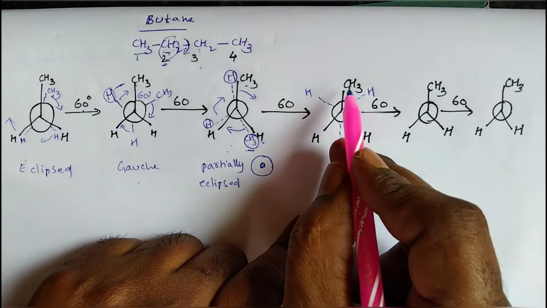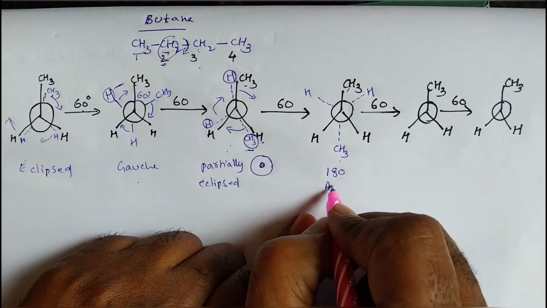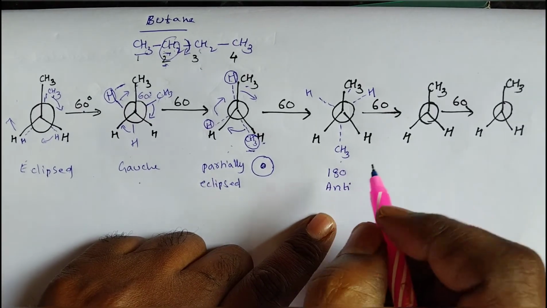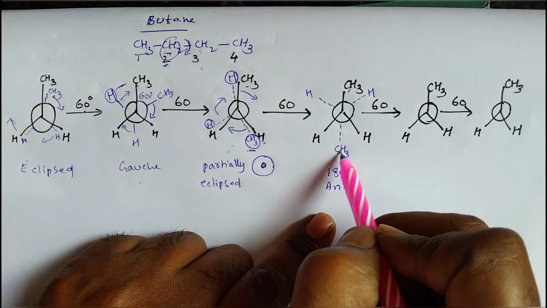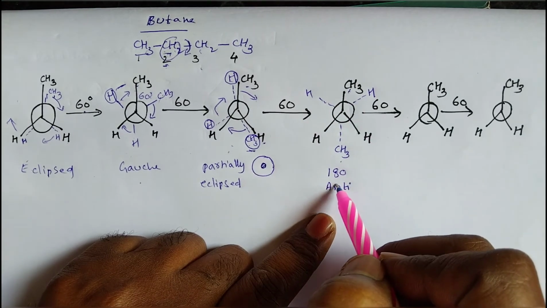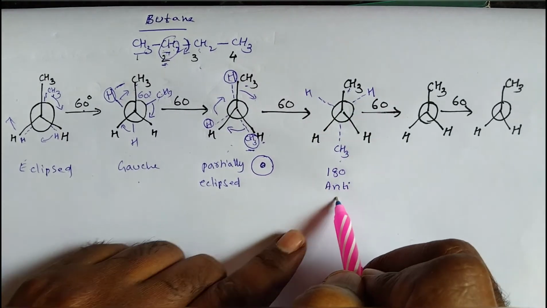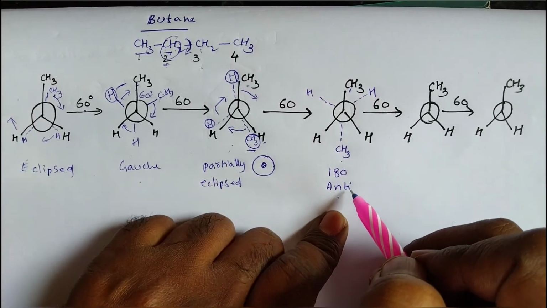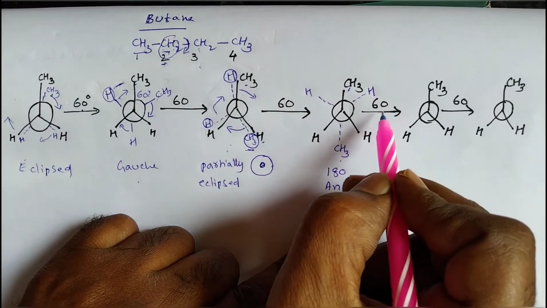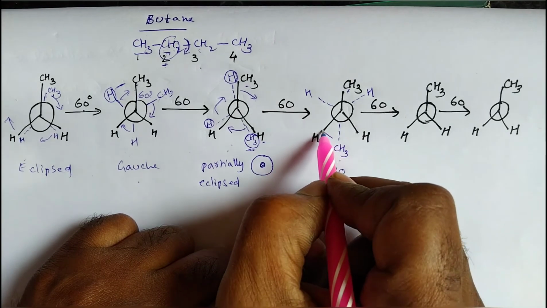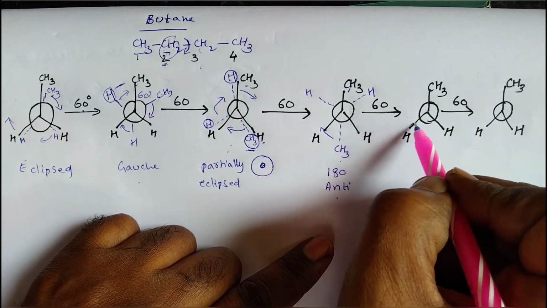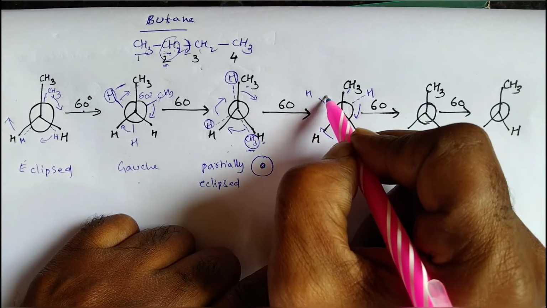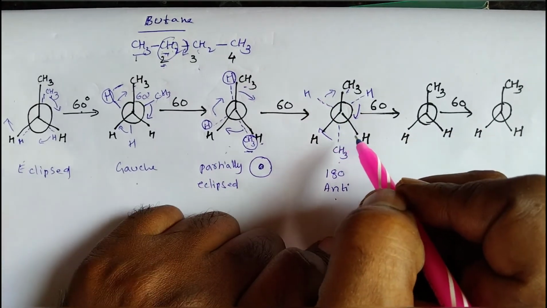Such compounds are called anti or anti-staggered. Anti-staggered means that between two methyl groups, if the angle is 180 degrees, then it is anti-staggered. So this is anti-staggered. Again after this 180 degrees, one more time follow the rotation. When you do the rotation, this one will go here, this will come to this place, and this will come to this place. So one more rotation.